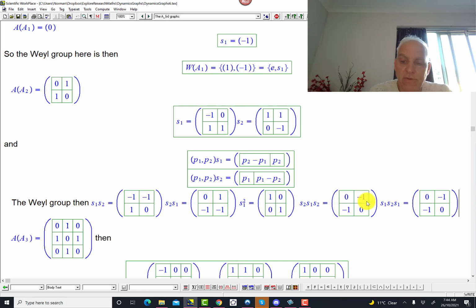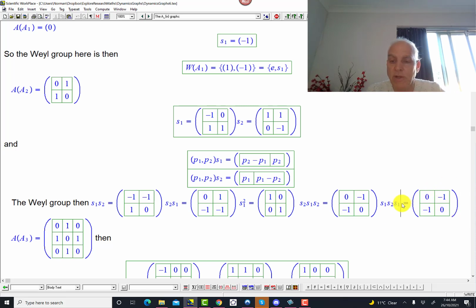In fact, you see these two are the same, and that, of course, is no surprise because the braid relation tells us that when we have two adjacent vertices, then the corresponding mutations satisfy this property that S2, S1, S2 is equal to S1, S2, S1. And that's a general fact whenever you have adjacent vertices. Okay, are there any others? So these two are the same. Are there any others that we can get?